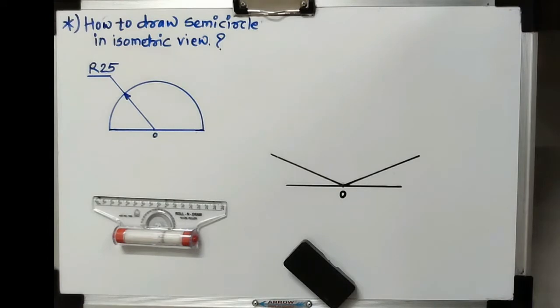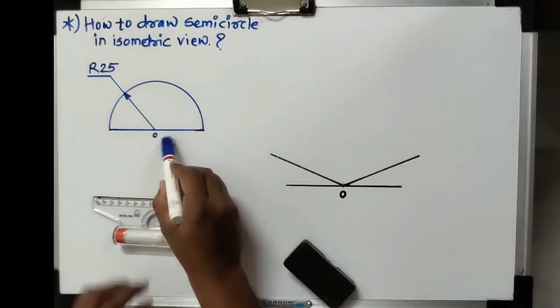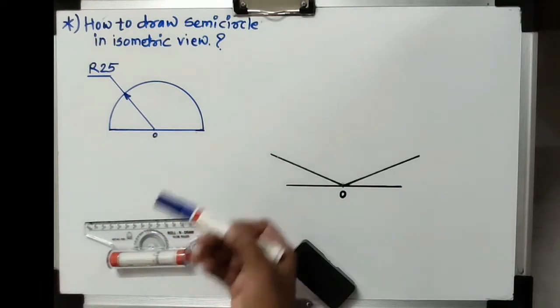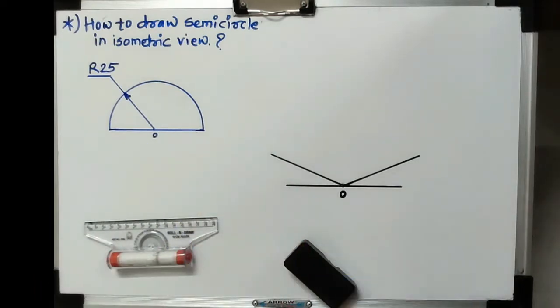In isometric view we are going to use the same dimensions which are given in the pictorial view or in the numericals for drawing it in the 3D view. Okay, means there is no reduction. In isometric projection we are going to reduce the dimensions as per the isometric scale. Okay, so let's see the procedure of how to draw this semicircle in the isometric view.